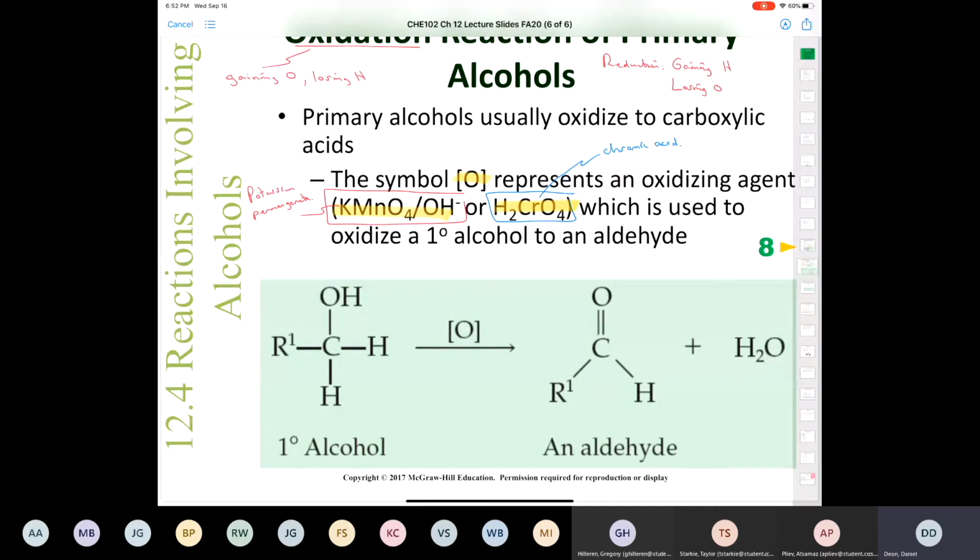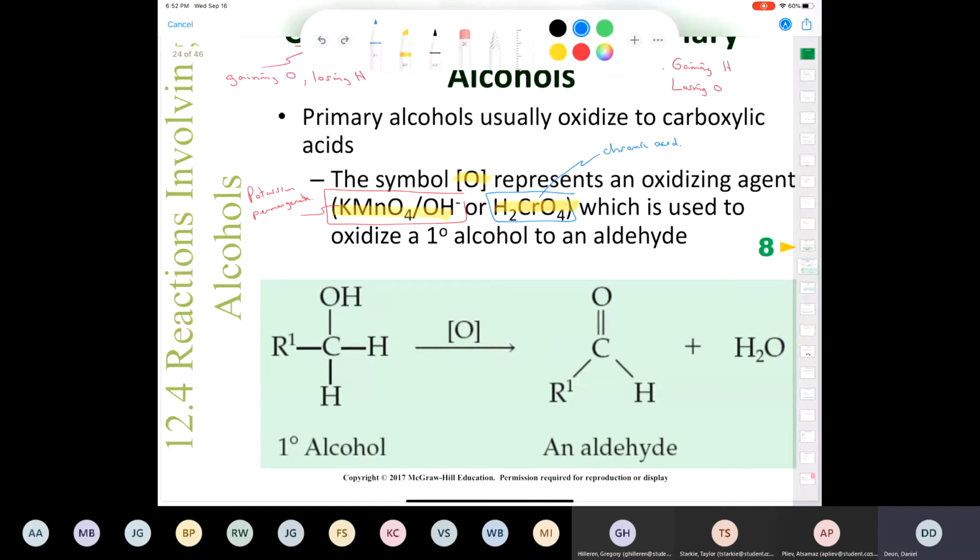All right, so if we take a primary alcohol, if we oxidize it, what happens in oxidation? We lose hydrogens and we gain oxygens. Well, you can see that we didn't gain any oxygens here because we started with one oxygen and we end up with one oxygen. But did we lose hydrogens? Oh, you bet your bobby socks we did. Both of these hydrogens are gone from the molecule.